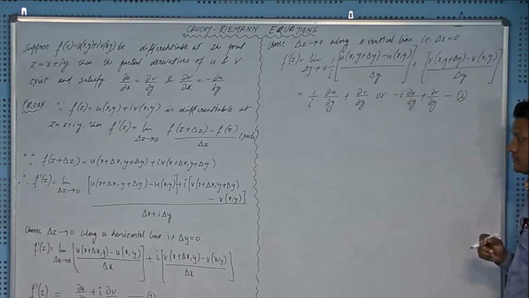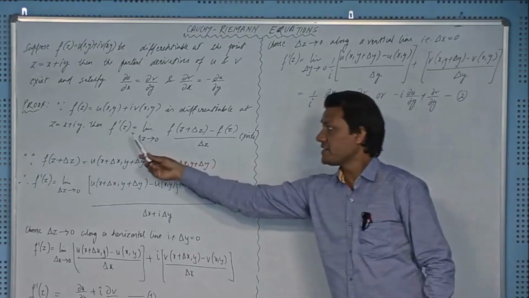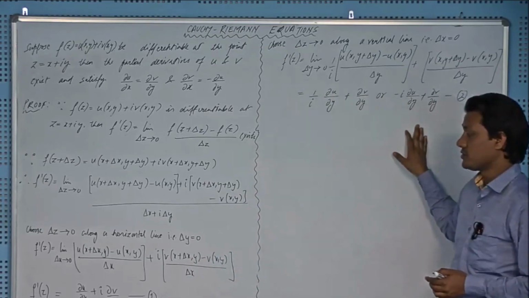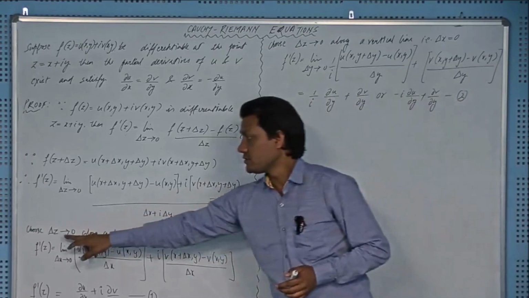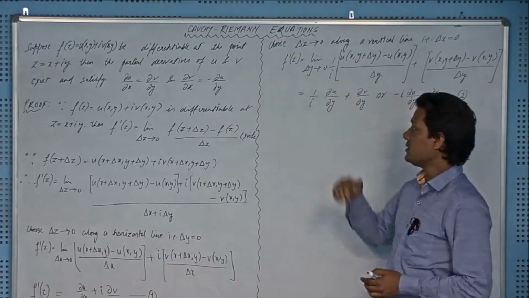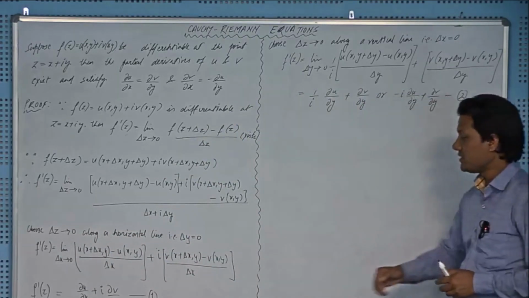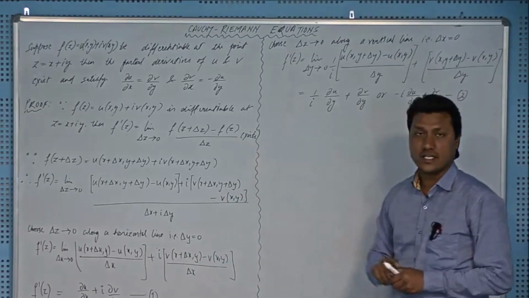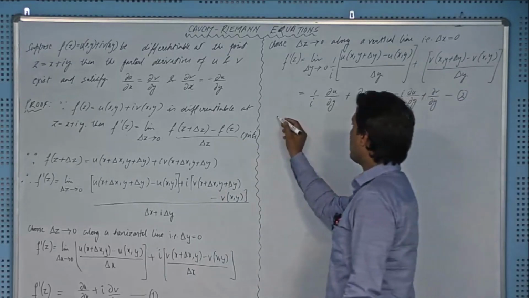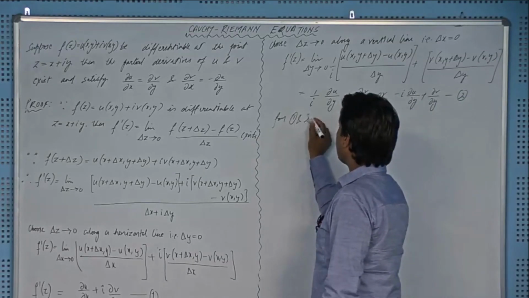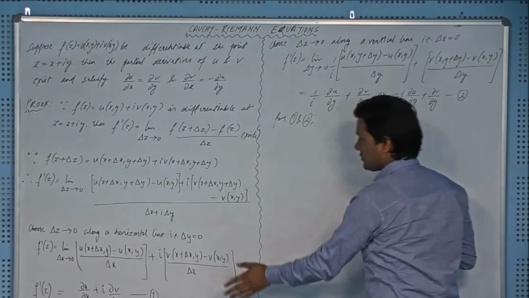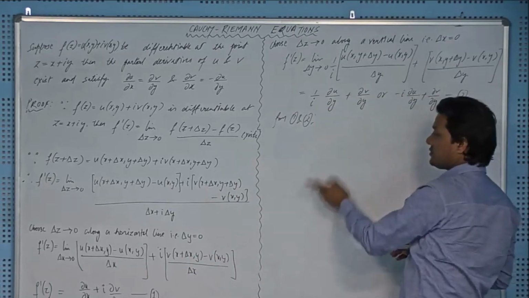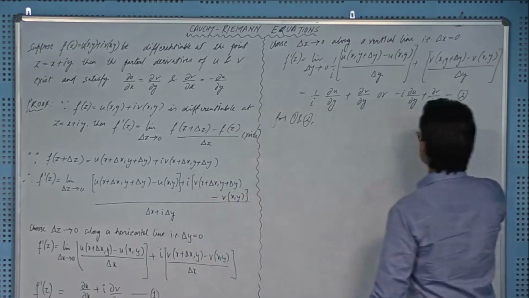Fine. So you know that this limit exists, f dash z exists. It indicates that this value should be equal to this value, because approaching delta z to 0 along two different paths must give the same value, meaning these two results should be equal in order that this limit exists. From first and second, we can compare these two. This is a complex number, again this is a complex number. The real part should be equated to the real part.